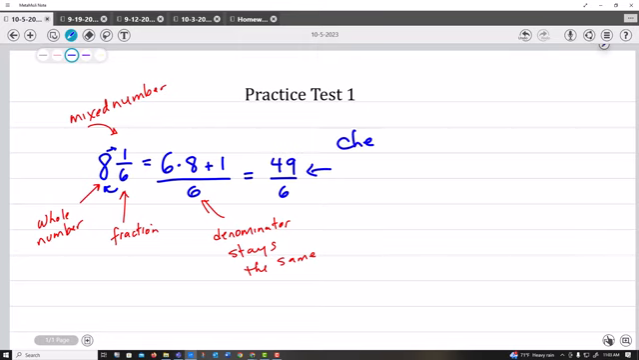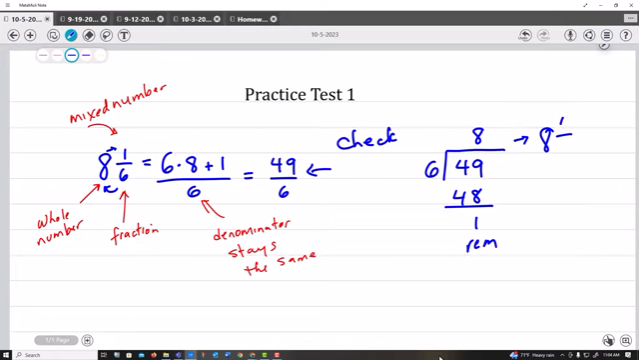You can always check this, which kind of goes into another type of problem. How could you check this? Well, you could say 49 divided by 6. I know that goes 8 times. 8 times 6 is 48. I have a remainder of 1. And how do you write this out? 8, my remainder over what I'm dividing by. And so I can see that that works. So that's kind of nice that you can check these.